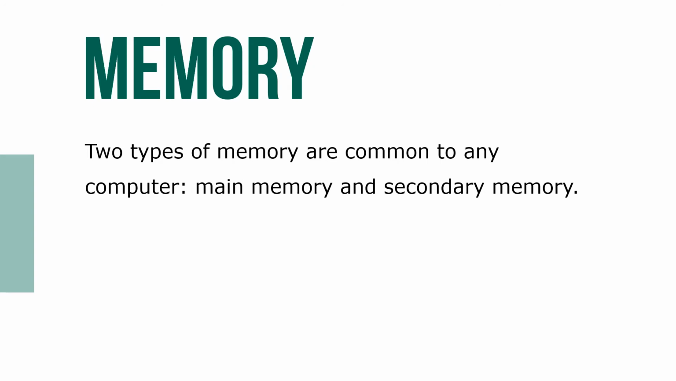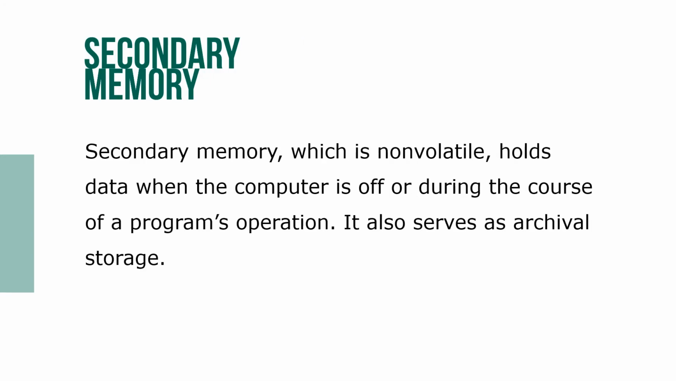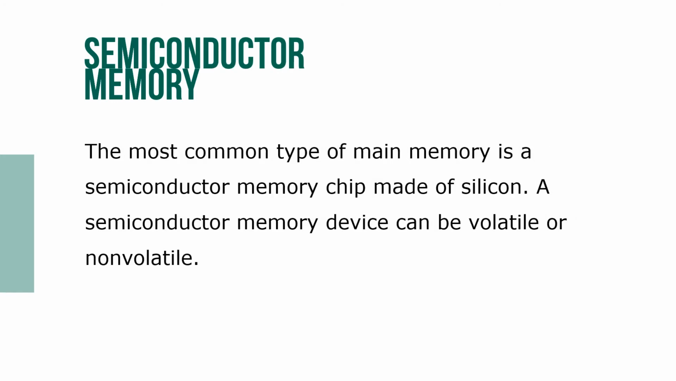Two types of memory are common in any computer: main memory and secondary memory. Secondary memory, which is non-volatile, holds data when a computer is off or during the course of a program's operation. It also serves as archival storage. The most common type of main memory is a semiconductor memory chip made of silicon. A semiconductor memory device can be volatile or non-volatile.